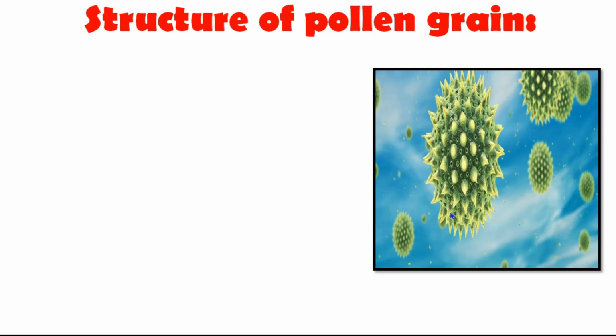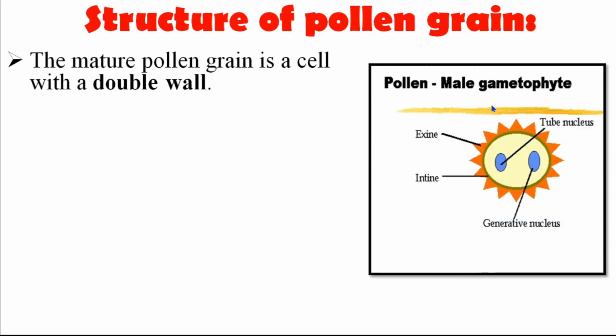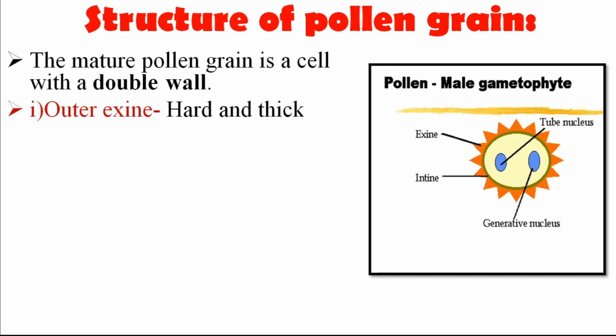What is the structure of the pollen grain? Externally, the pollen grain appears spiny and the surface appears rough. But the mature pollen grain is a cell with a double wall. The outer wall, which is known as exine, is hard and thick, whereas the inner wall is known as intine, which is thin walled. The single nucleus is divided into two nuclei. One is called the tube nucleus and the other is known as the generative nucleus.